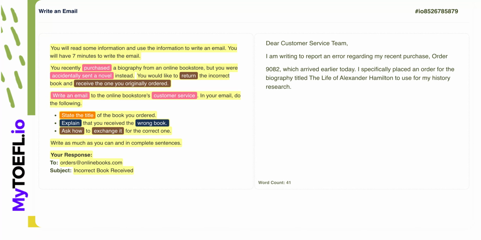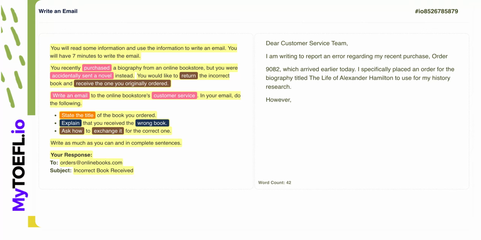Now for the next paragraph. Here we'll explain the problem by stating which book we received instead. However, upon opening the package, I discovered that I was inadvertently sent a fiction novel titled The Secret Garden instead of the biography I purchased. We begin this sentence with a transition word.